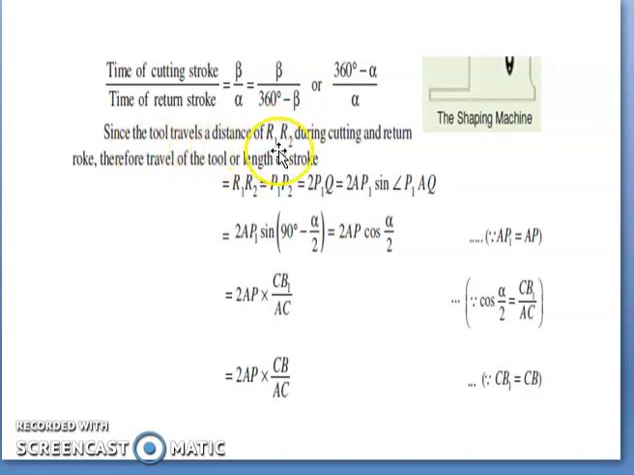Since the tool travels between R1 and R2 during the cutting stroke, the length of the stroke is equal to R1R2 = P1P2 = 2 P1Q = 2 AP1 sin(P1AQ). Substituting all that, you can find it is 2AP into CB by AC.